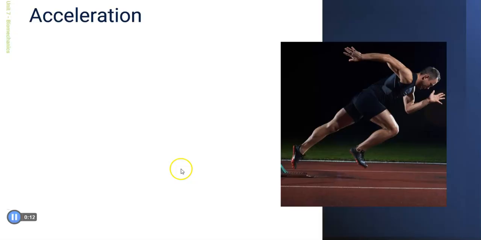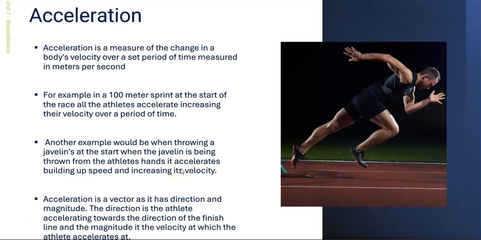Task 3. Acceleration. Acceleration is a measure of the change in a body's velocity over a set period of time, measured in meters per second. For example, in a 100-meter sprint at the start of the race, all the athletes accelerate, increasing their velocity over a period of time. Another example would be when throwing a javelin. At the start, when the javelin is being thrown from the athlete's hands, it accelerates, building up speed and increasing its velocity.